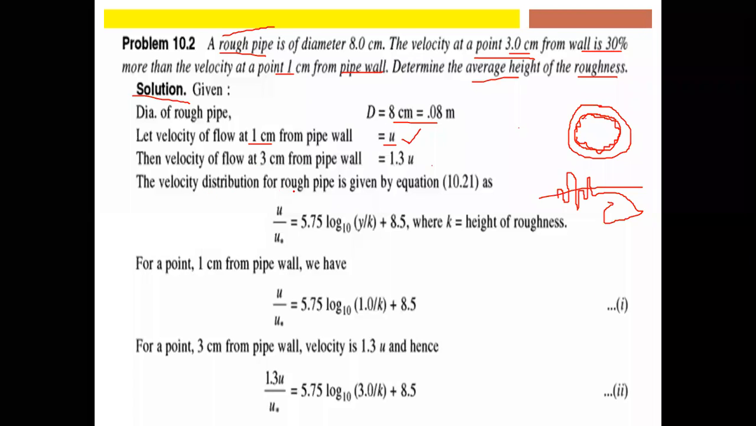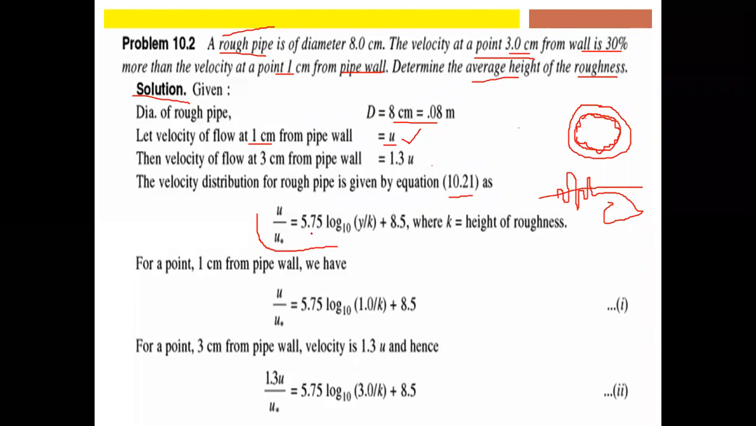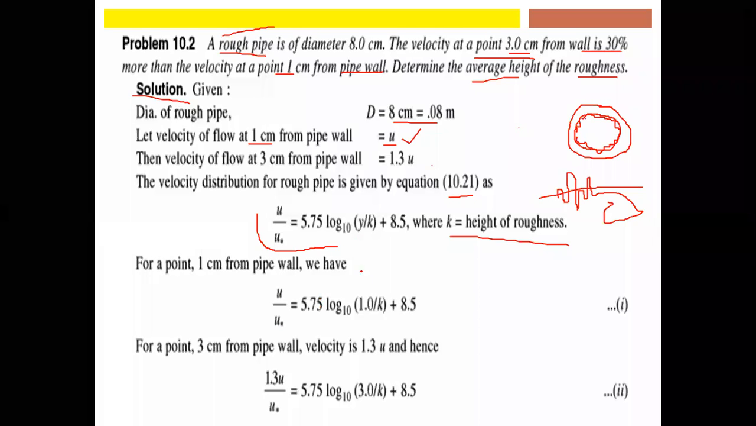Now, the velocity distribution of a rough pipe is given. We have already derived the equation: u by u star is equal to 5.75 into log 10 of y by k plus 8.5, where k is the height of the roughness. With this formula, we have to find the value of k. Taking the velocity at 1 centimeter, we have u by u star equals, taking this formula like this.